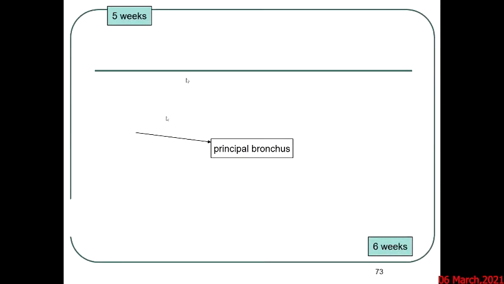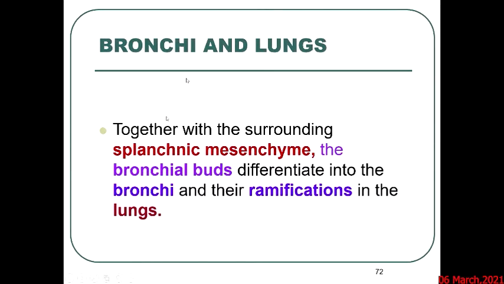So I told you that together with the surrounding splanchnic mesenchyme, the bronchial buds differentiate into the bronchi. Bronchi means the plural of bronchus. There is a difference between bronchus and bronchiole. The number one important difference is that in a bronchiole there is no cartilage, and in a bronchus or bronchi there is cartilage. What happens when cartilage is present? The lumen will be patent, so gas will pass through, gas means air, sorry.